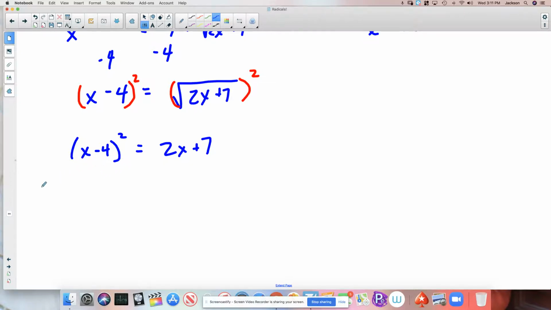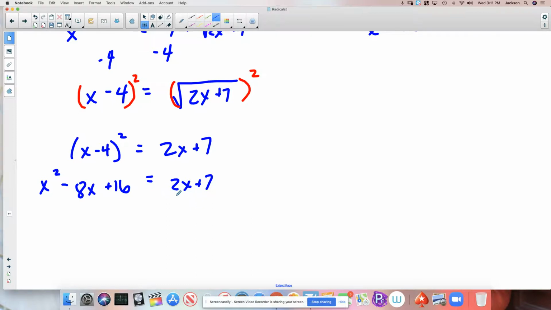So I'm going to square this real quick. And on your own, what is x minus 4 squared? It's x minus 4 times x minus 4, which when you expand that becomes x squared minus 8x plus 16, and that's equal to 2x plus 7.